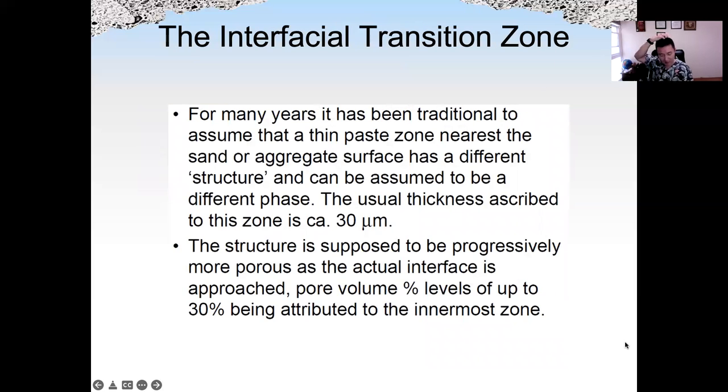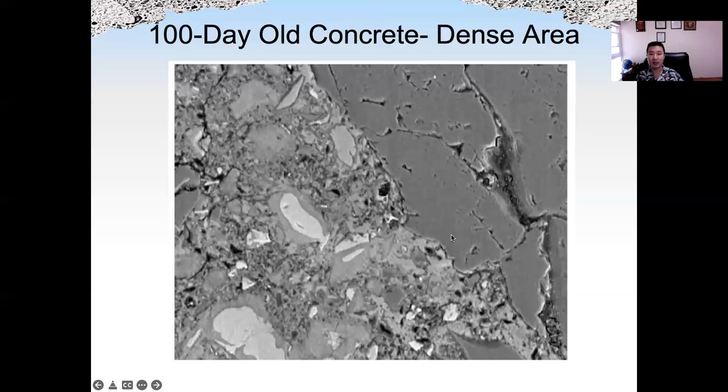All right, so here is some discussion about the interfacial transition zone. Again, the interfacial transition zone is the boundary between the aggregate, such as sand and coarse aggregate, and the cement paste. The thickness of the ITZ is around 30 micrometers in theory. Supposedly the ITZ is weaker because it is supposed to have more pores in that 30 micrometer zone, but maybe that is not always the case.